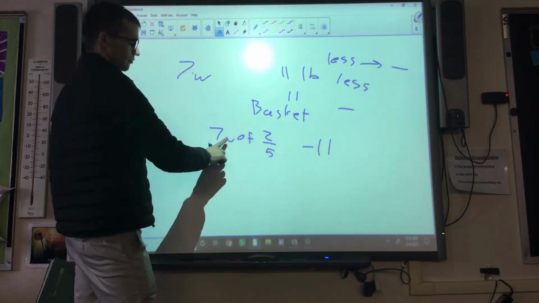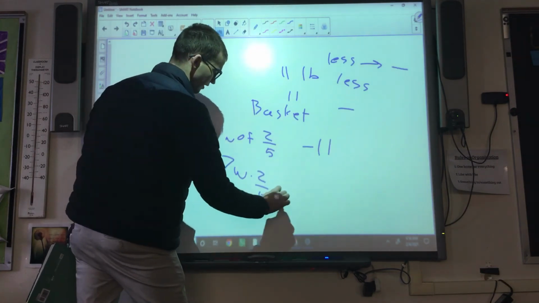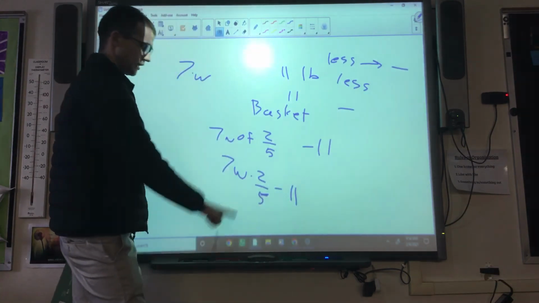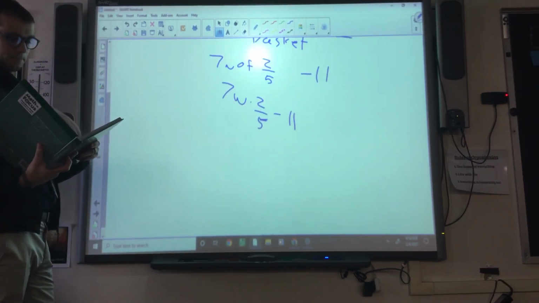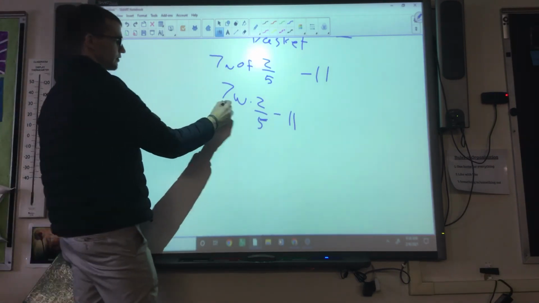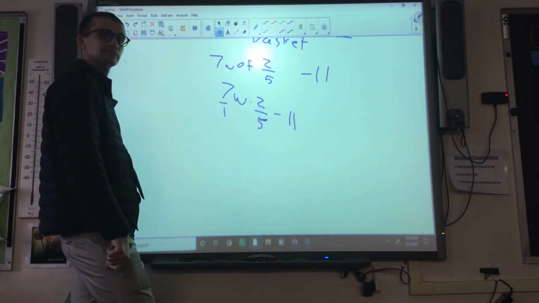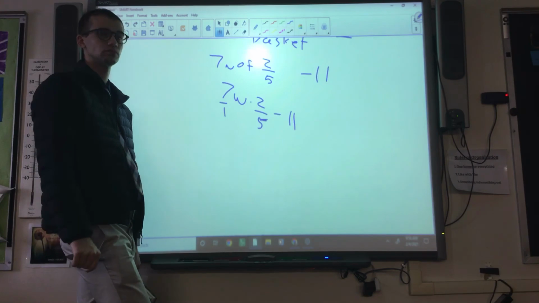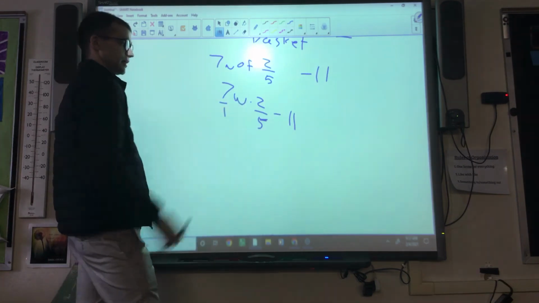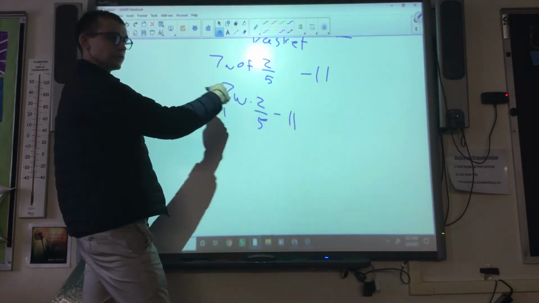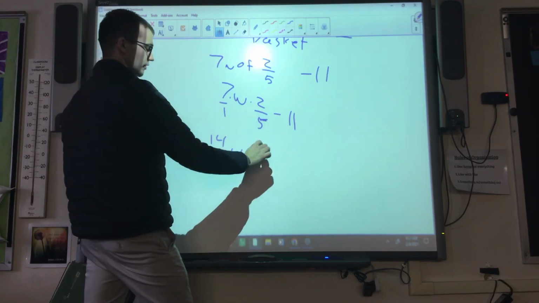So of turns into multiplication, so I have 7W times 2 over 5 minus 11. Anything I can simplify here? I think this is 7 over 1. Anything I can cancel? Nope. Can I combine stuff though? Yeah, I can. What's 7 times 2? 14. Remember, multiplication is commutative. You can move things around. That's 14. On the bottom you got 5, and you still have W, and that's minus 11.